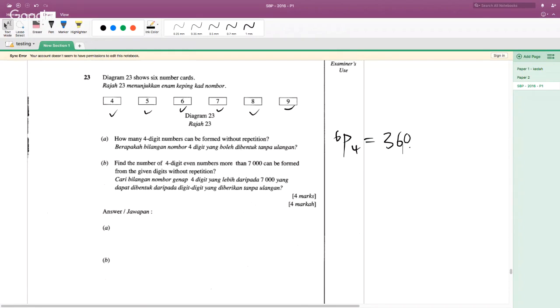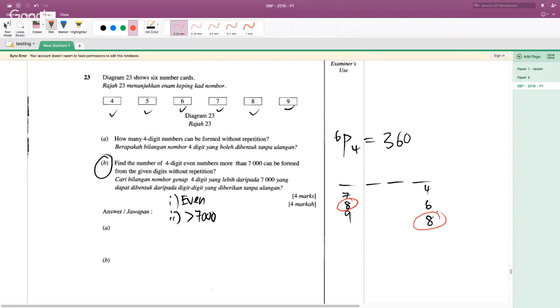For part B, find the number of 4-digit even numbers more than 7,000. You have 2 conditions. First condition, it must be even. Second condition, it must be more than 7,000. So in order to be more than 7,000, my first digit here can be 7, 8, and 9 only. In order to get an even number, the last digit can be 4, 6, and 8 only. So in this case we have some trouble because the 8 actually repeats. The question tells you very clearly without repetition.